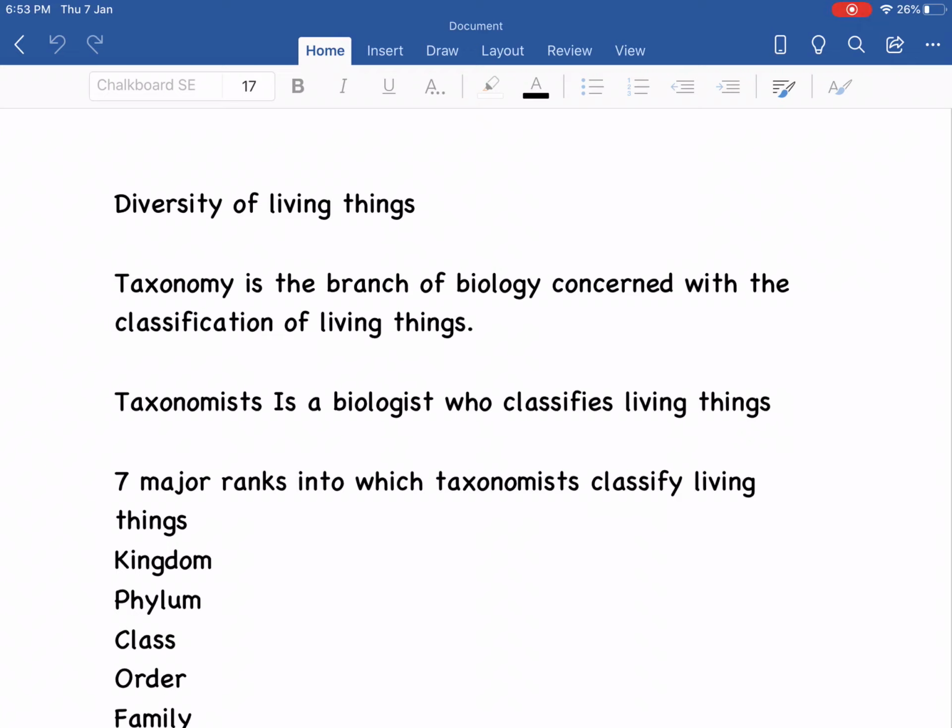Diversity of living things. All living things have been classified in biology. That means they have been grouped. Taxonomy is a branch of biology concerned with classification of living things. A taxonomist is a biologist who classifies living things.